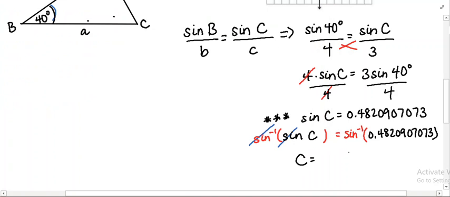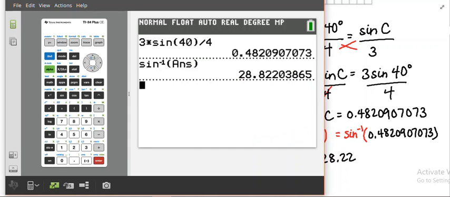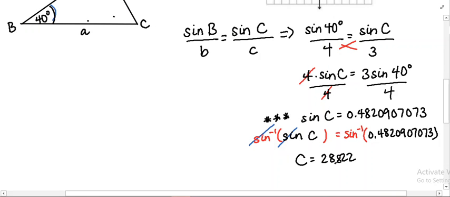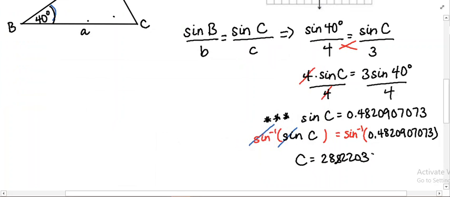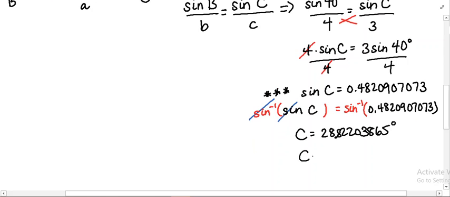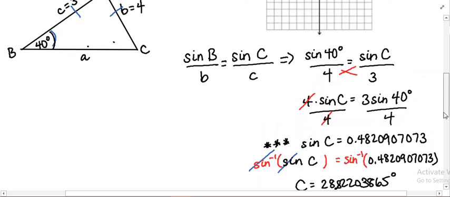All right, so let me go ahead and write this down. This is going to be 28.22, or sorry, 28.22865... All right, so that is in degrees. If we round this to two places after the decimal point, angle C is going to measure 28.82 degrees. So I'm going to go over here and put it in the triangle. This is approximately 28.82 degrees.